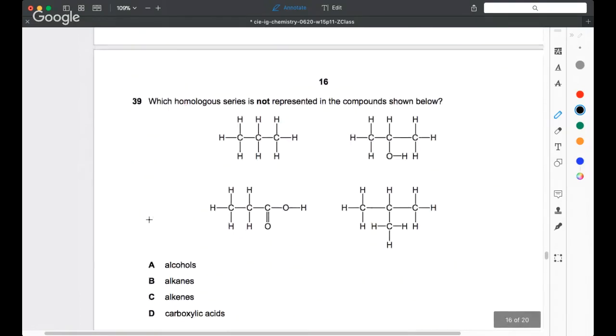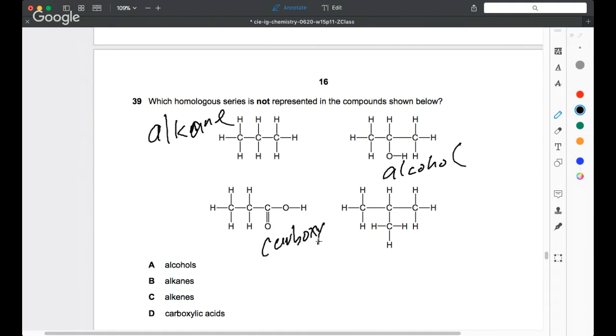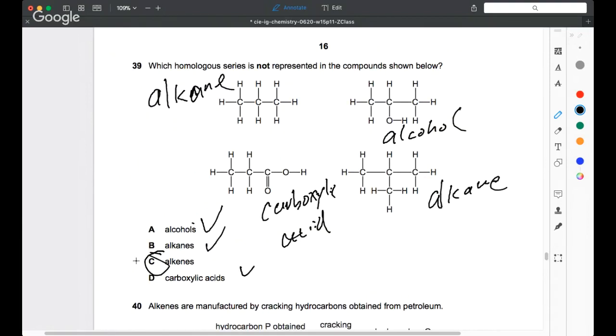Number 39, we have different organic molecules here. First one is alkane. Second one, alcohol. Third one, carboxylic acid. Last one is alkane. So we have alcohol, alkane, carboxylic acids. The only one we don't have is alkene. So C is the right choice.